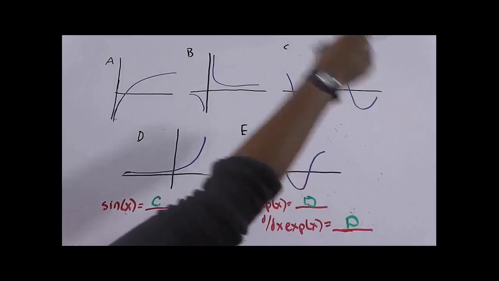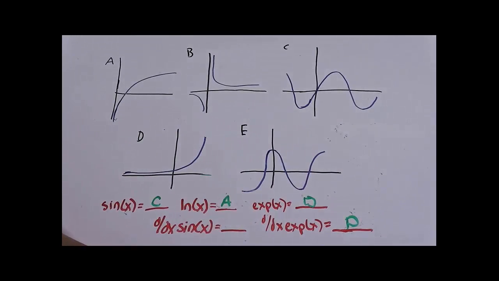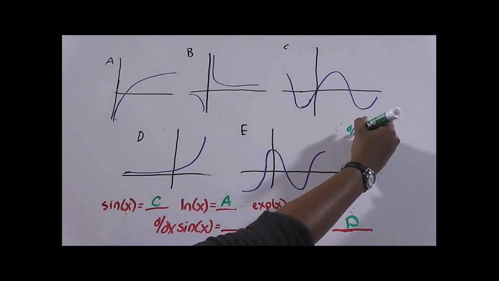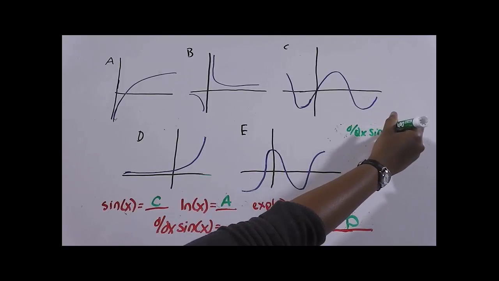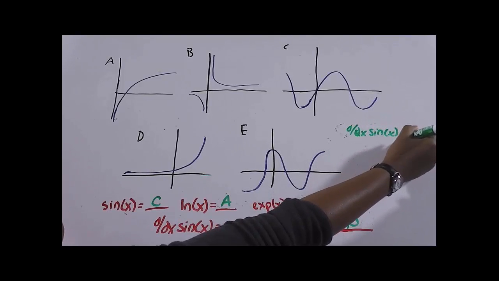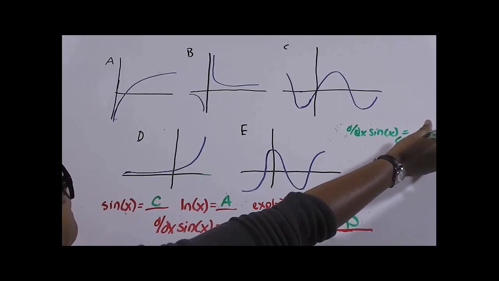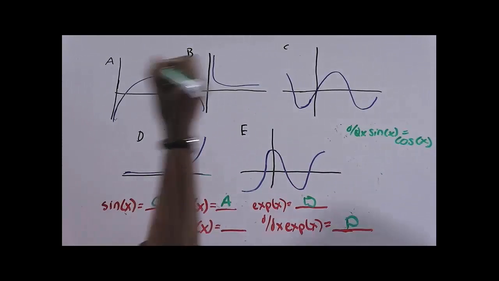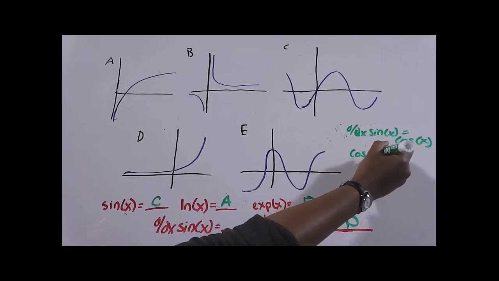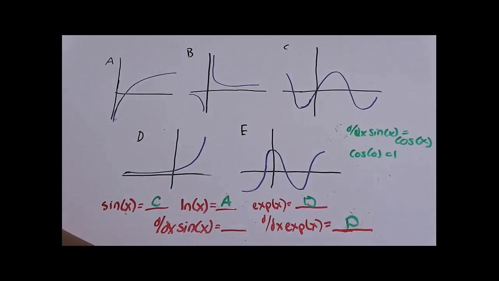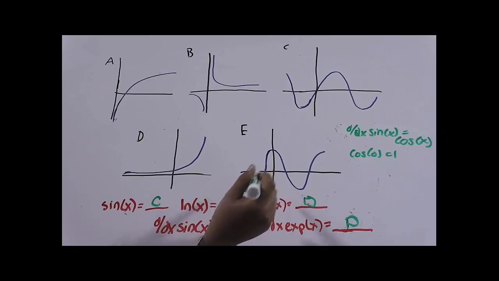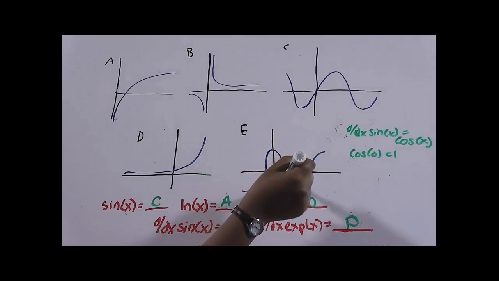And lastly, the derivative of sine of x. We know that the derivative of sine of x is equal to cosine of x. And for cosine of x, we know that cosine of 0 is equal to 1. And from that, we can tell that e is actually the graph of the derivative of sine of x, because it's the graph of cosine of x.